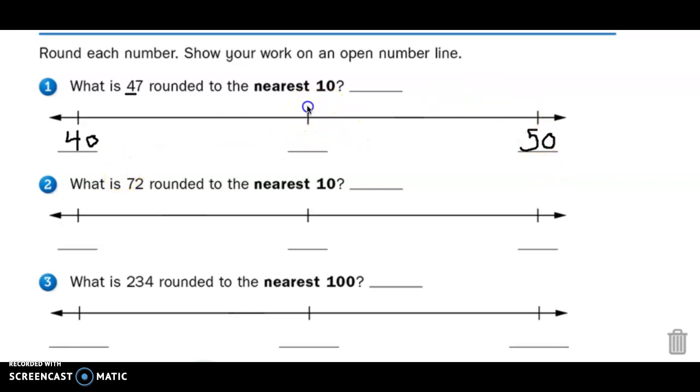Now I see my halfway mark in between 40 and 50. What's halfway between 40 and 50? If you are thinking 45, you are correct.